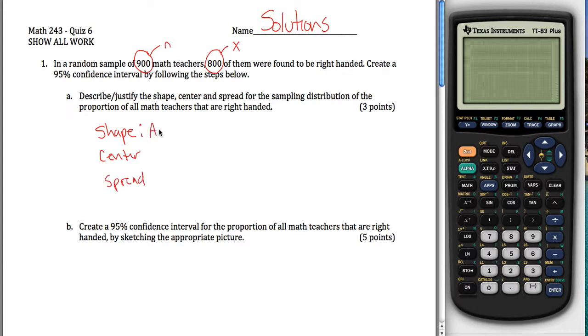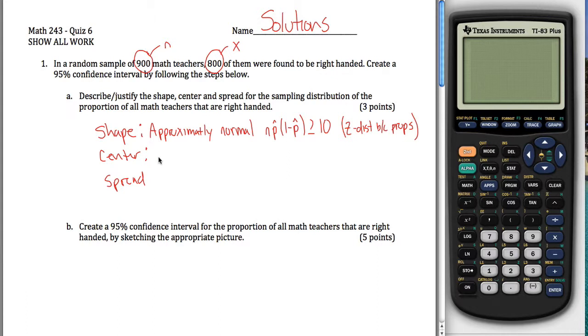For the shape here, it's approximately normal. And the reason it's approximately normal is because n times p hat times 1 minus p hat is greater than or equal to 10. You can calculate this if you want, but n is 900, so it's going to be way greater than or equal to 10. It's approximately normal because of that. And I'm even going to write parenthetically that it's a z distribution because we're talking about proportions.